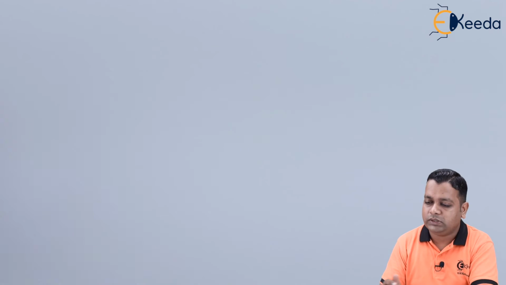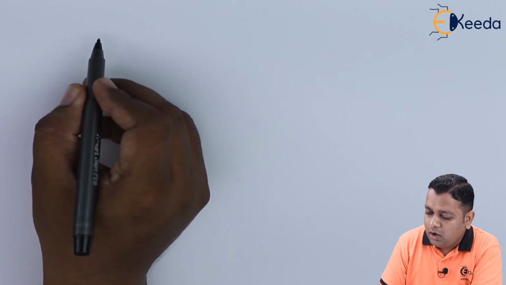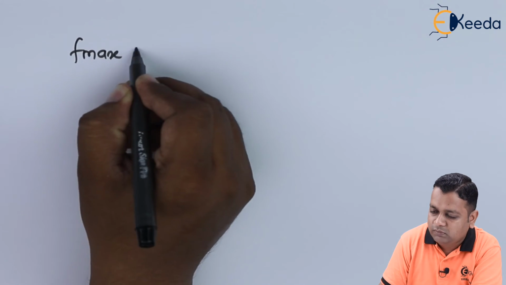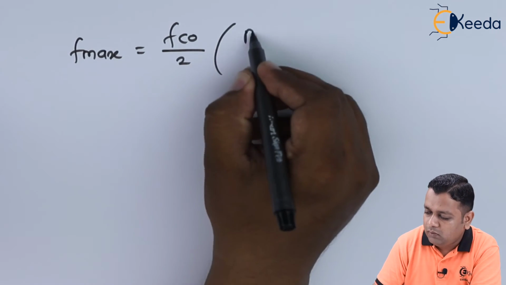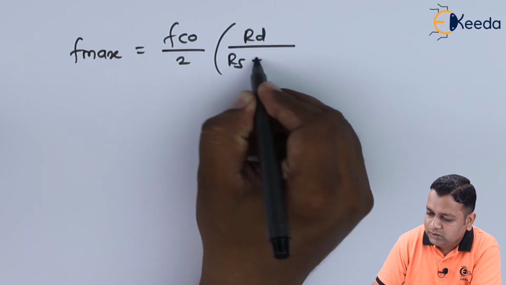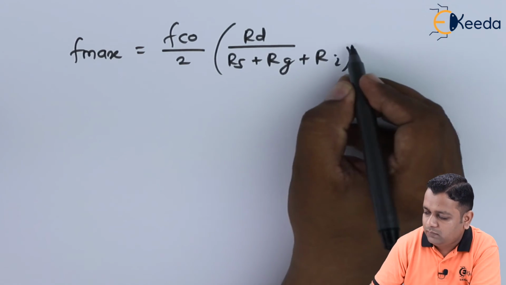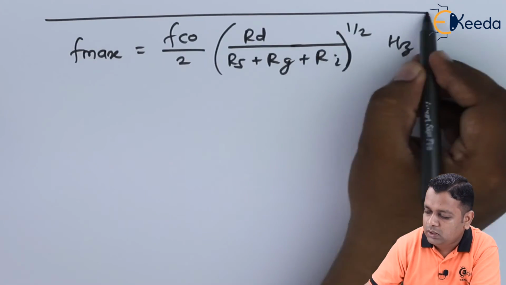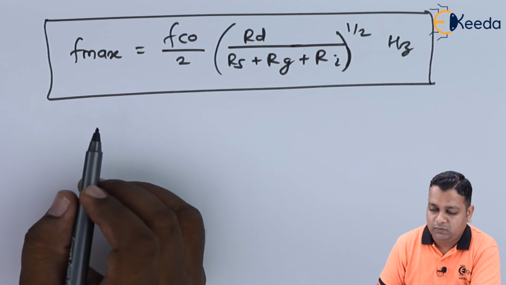Finally, the high frequency of oscillation for the maximum power gain, with the input and output networks matched, can be given as f_max equal to the cutoff frequency f_CO divided by 2, times the square root of R_D, listed as before, divided by the addition of R_S, R_G and R_i. This is in hertz. This will be a very helpful formula for determination of the maximum oscillating frequency.